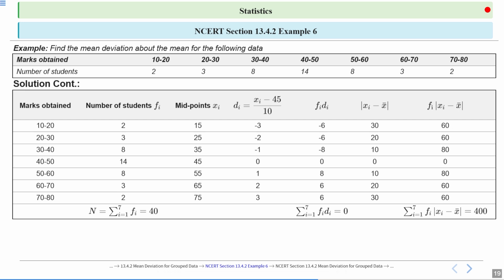At the bottom of this table, we calculated totals: n equal to summation i equal to 1 to 7 fi is 40, summation i equal to 1 to 7 fi di is 0, and summation i equal to 1 to 7 fi multiplied with the absolute value of xi minus x bar is 400.